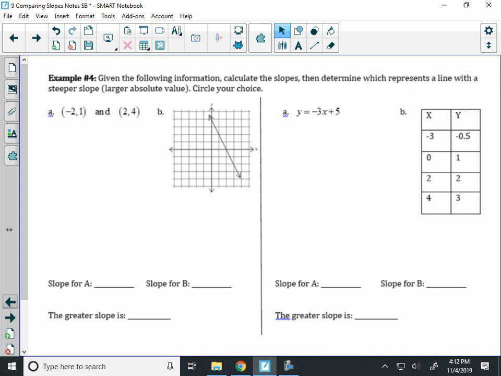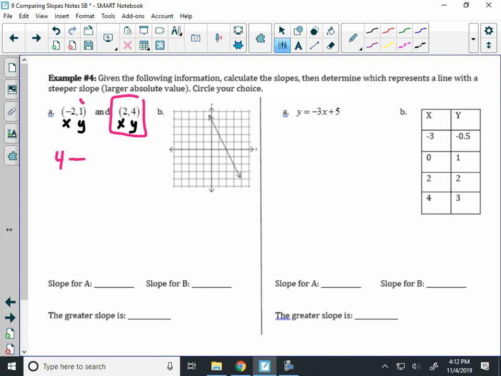So let's find the slope for that pair, and then we'll find the slope for the graph. Okay, so let's label our x and y. The point I like better is 2, 4. So I'm going to start with 2, 4 when I do my slope formula. I'm going to have 4 minus the other y value here of 1 over 2 minus this -2. I need 2 minus signs. 4 minus 1 is 3. 2 minus -2 is 4. So that's the slope for A, 3/4.